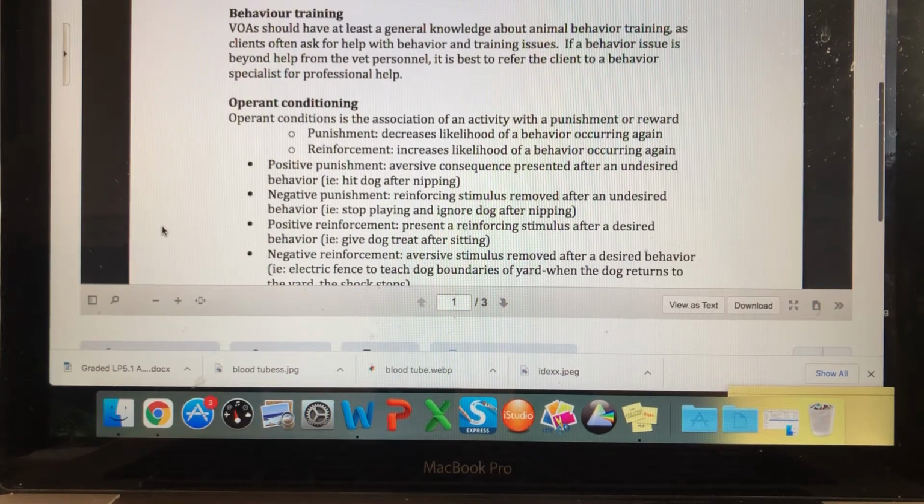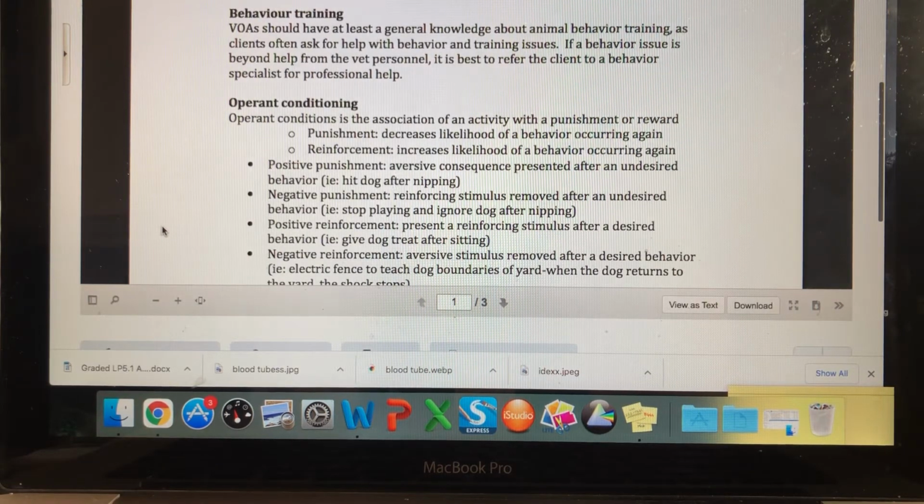Okay, so let's talk about operant conditioning then. Operant conditioning is one of the ways that we can do behavior training. In the simplest terms, it is associating a behavior with a punishment, if we don't want the behavior to happen again, or a reward if we want to encourage it to happen again.